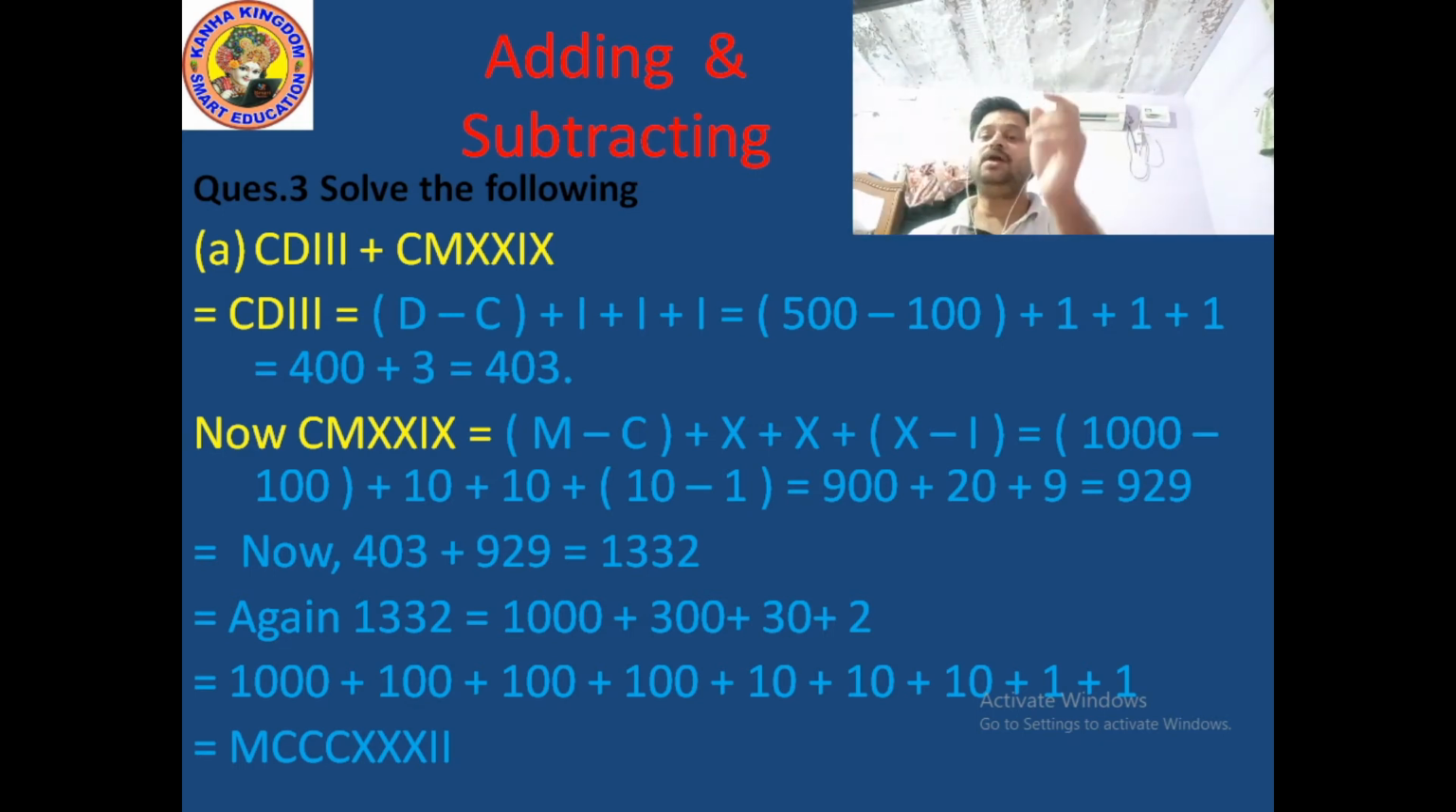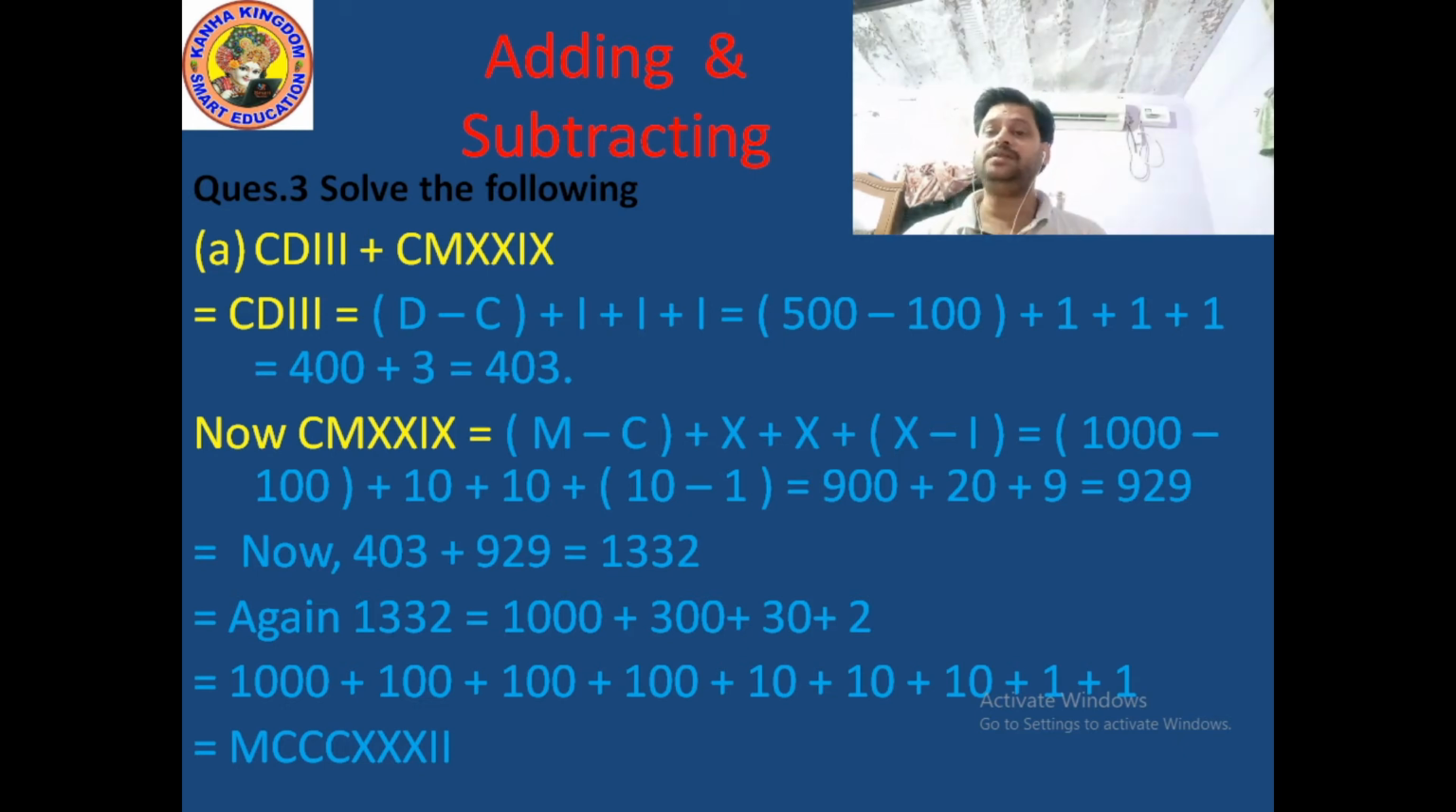Now see, 1000 minus 100 equals 900, plus 10 plus 10 equals 20, plus in the second bracket 10 minus 1 equals 9, so 20 plus 9 equals 29, and 900 plus 29 equals 929. Now you see, the first one is 403 and the second one is 929. So when we add both numbers, 403 plus 929, it becomes 1332.